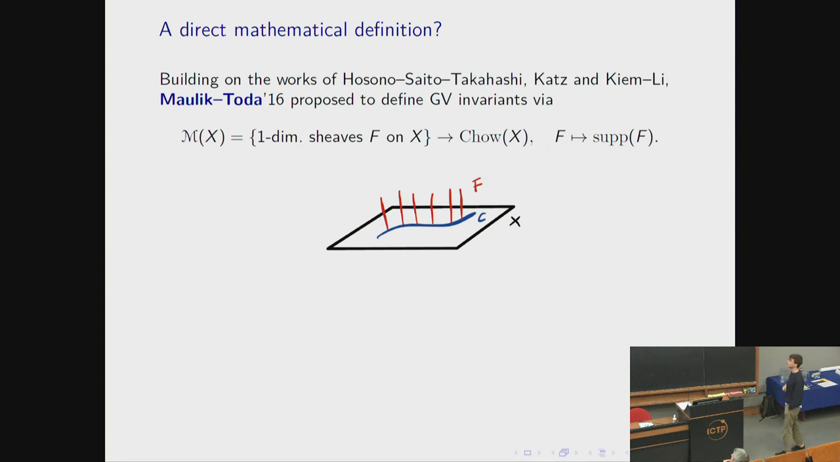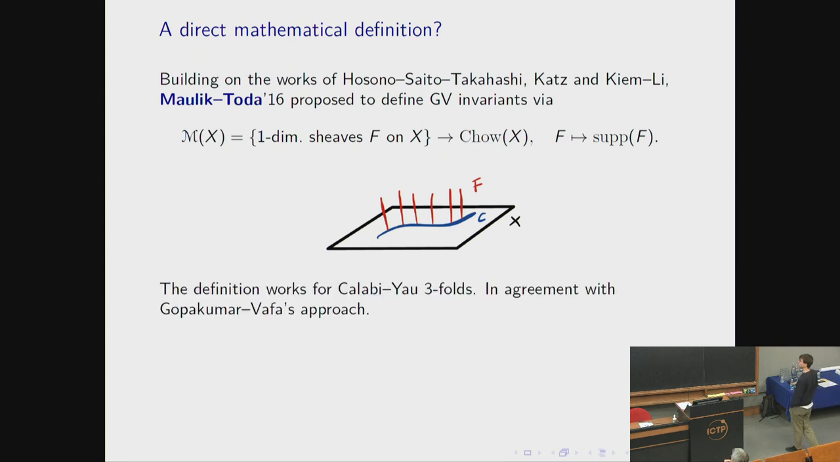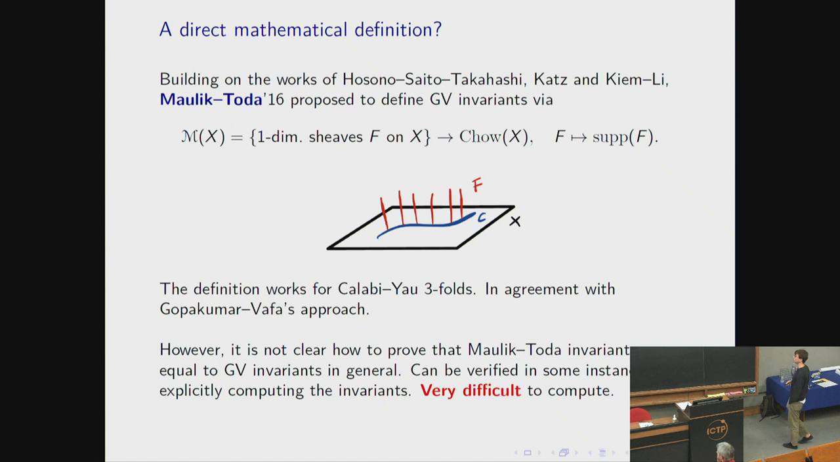And then we use this geometry. We essentially use some kind of a virtual Lefschetz filtration to get rid of the contributions that come from the deformations of sheaves, and in this way we can define, hopefully, Gopakumar-Vafa invariants. The definition works for any Calabi-Yau threefold, and it's in agreement with the Gopakumar-Vafa approach. However, the problem with this definition is that we don't know how to prove that the Maulik-Toda invariants are equal to Gopakumar-Vafa invariants. It can be verified in many situations, mainly in the case of local geometries, but beyond that it's extremely difficult to compute this invariant. If you didn't understand anything about this Maulik-Toda proposal, it doesn't matter, because that's the only time I mention it, and I will not talk about this construction anymore.